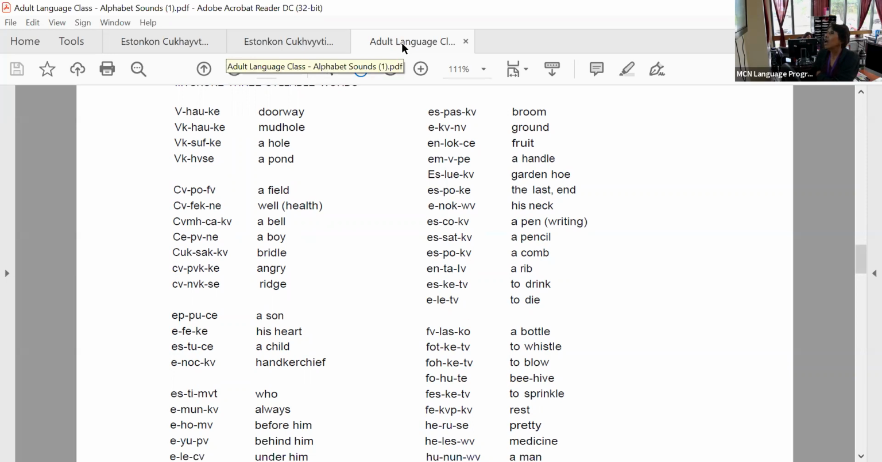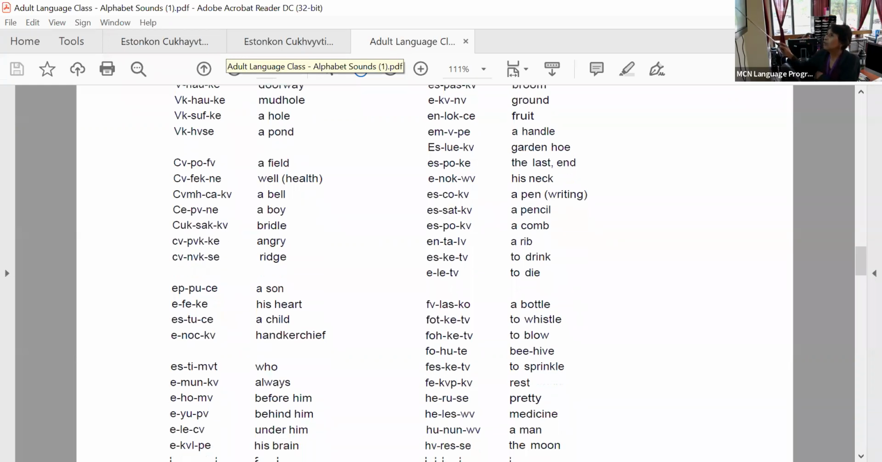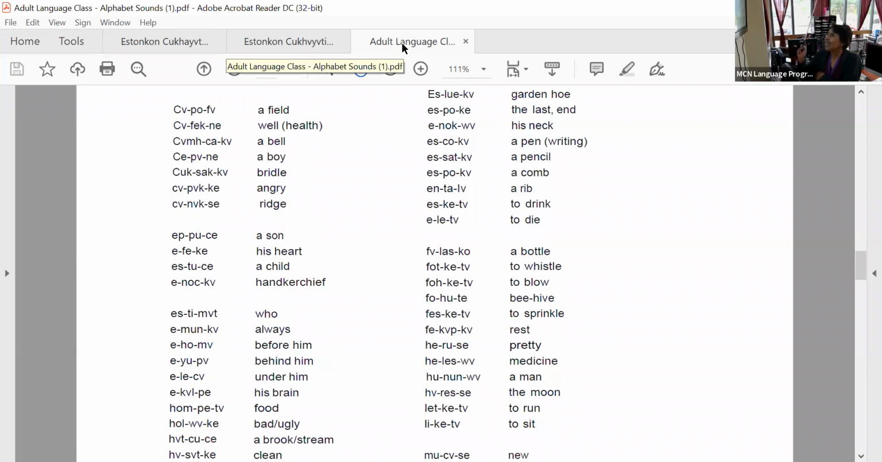Falasco. To whistle, foot kida. To blow, fo kida. Beehive, fo hoodie. To sprinkle, fiskida. You know, you're not only learning how to pronounce these words, you're finding out what they are. You're learning two different things at one time. And that's the cool part here.